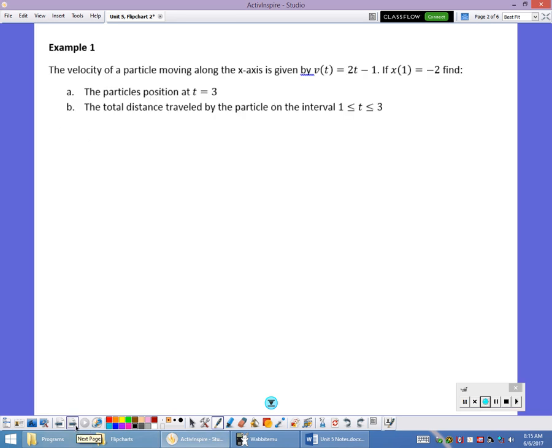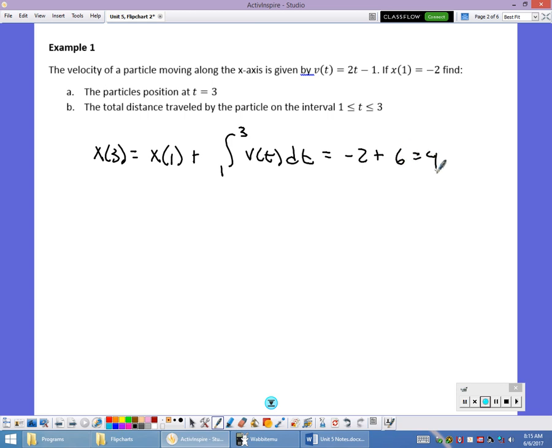My first example, I'm asking for the position when t equals 3. I give you the initial point is at -2. So when I look at x of 3, it's going to be the initial point x of 1 plus that displacement, which would be the integral from 1 to 3 of the velocity. This point right here has to always match that bottom limit. When I worked that out, we started at -2, and then I found that when I did my integral, I added 6 to it, and that equals 4.